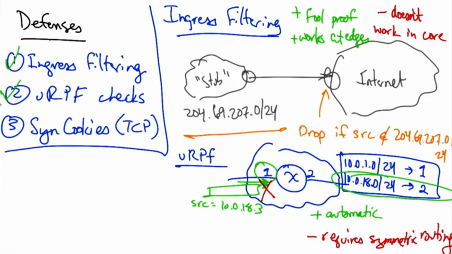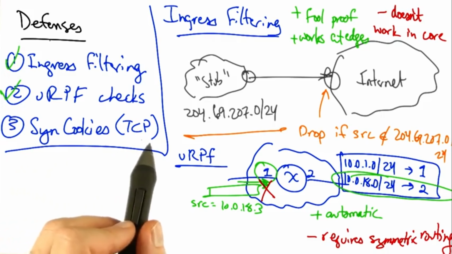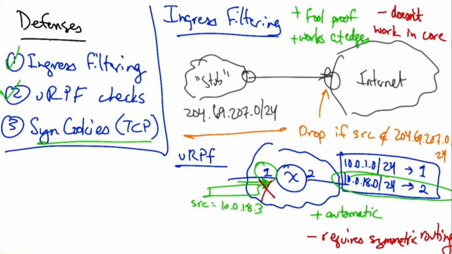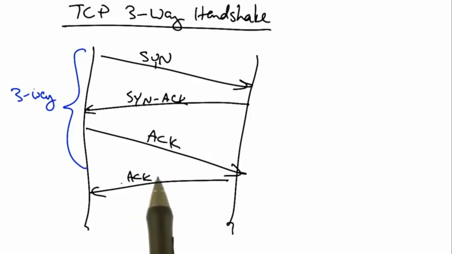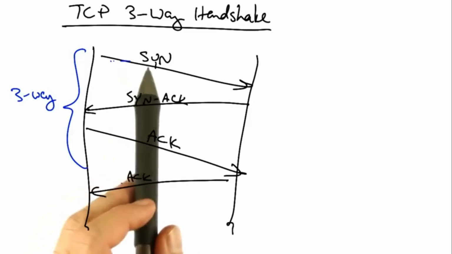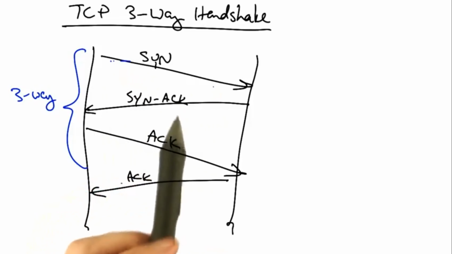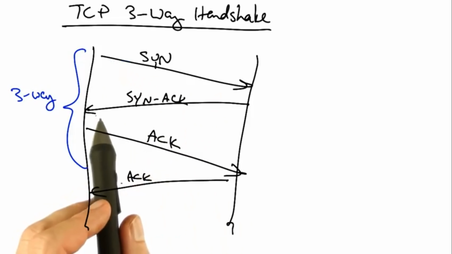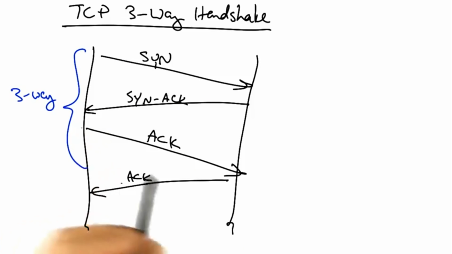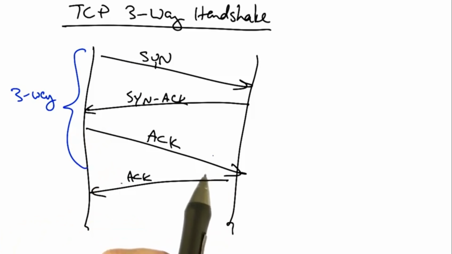So we've talked about ingress filtering and URPF checks, and let's now talk about the use of SYN cookies to defend against TCP-based denial of service attacks. So in a typical TCP three-way handshake, the client sends a SYN packet, the server responds with the SYN ACK, and the client then returns with an ACK to the SYN ACK, at which point the connection is established.